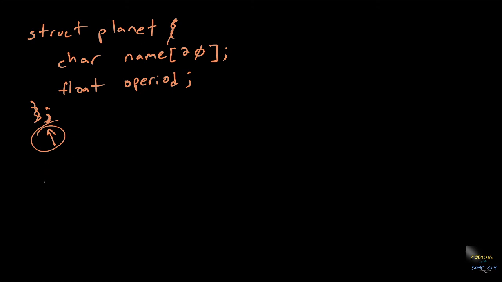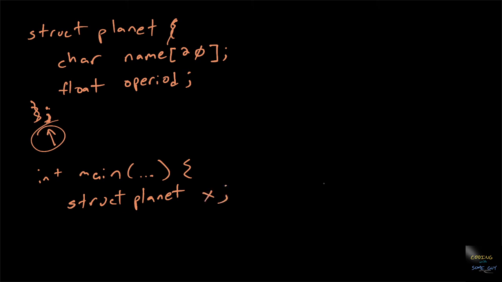Now, if I want to declare one of these, again, I'm inside my main, and I defined it correctly. And the data type is going to be the name of the struct. So it's struct, I have to use that word, planet, and then we have to give it the variable name. So let's just call this planet X.